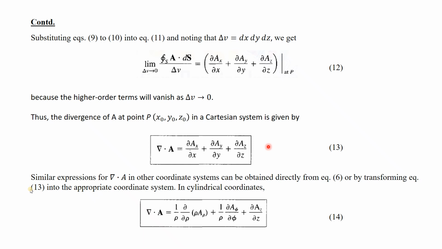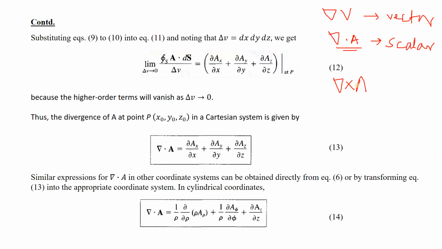Previously what we have seen is the gradient of a scalar. Gradient of a scalar was like this, del V. So the output was a vector, V is a scalar. But in divergence we write like this, del dot A, and the output is a scalar. Why? Because this is a dot product, so it is a divergence of A.